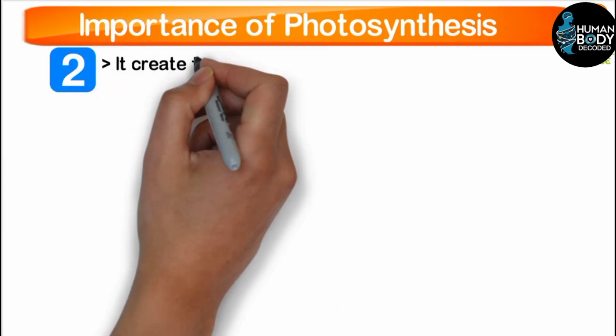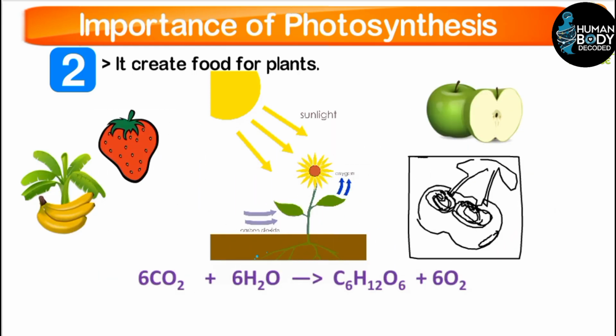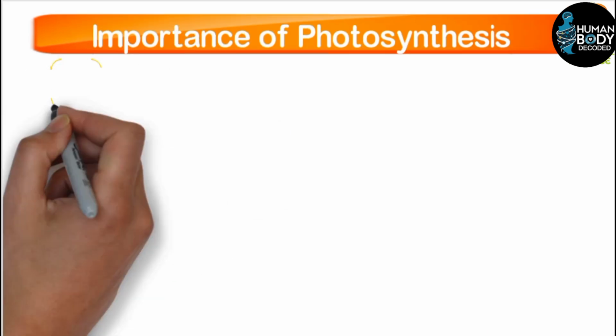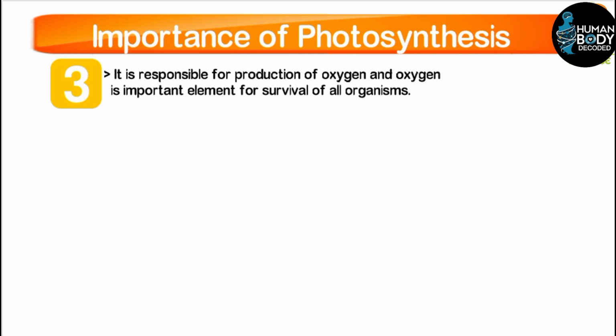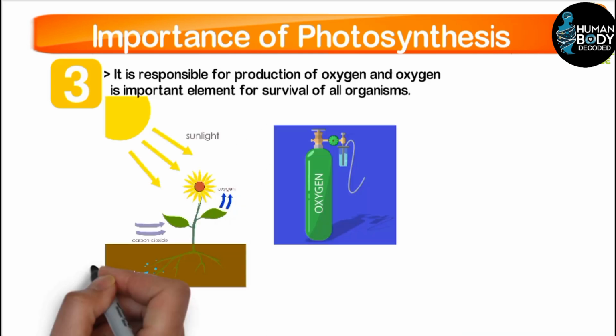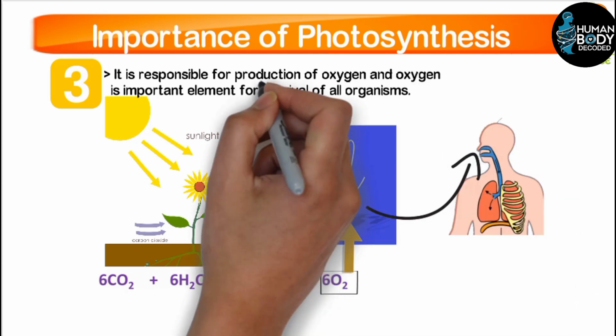2. Food production for plants. Photosynthesis produces glucose, which is the primary food for plants. 3. Oxygen production. Photosynthesis releases oxygen, which is vital for the survival of all living organisms. Without oxygen, life would cease to exist.